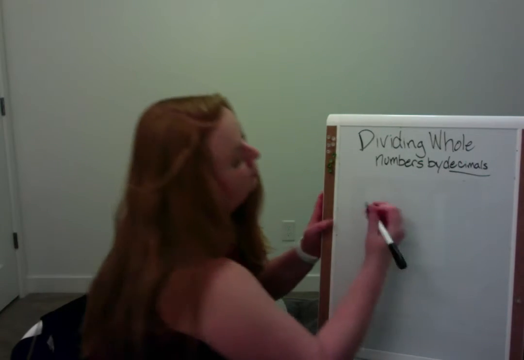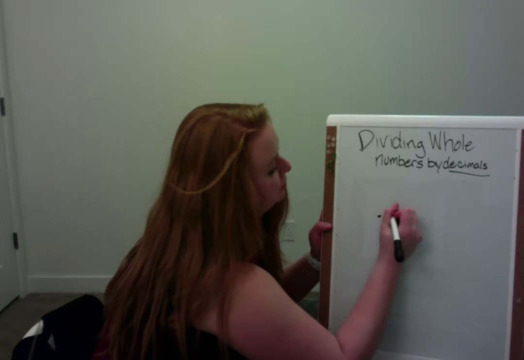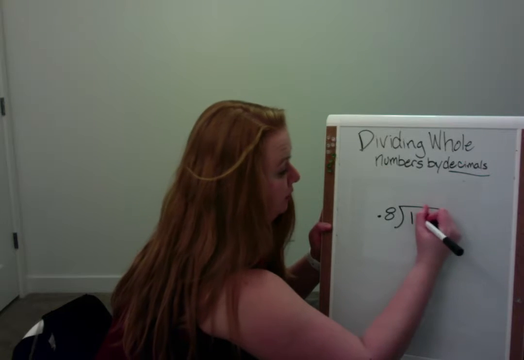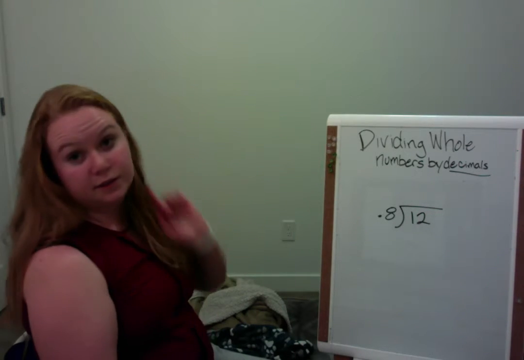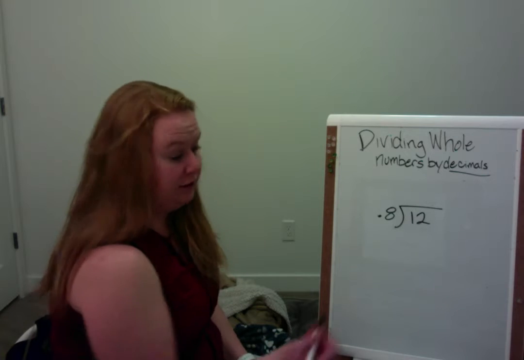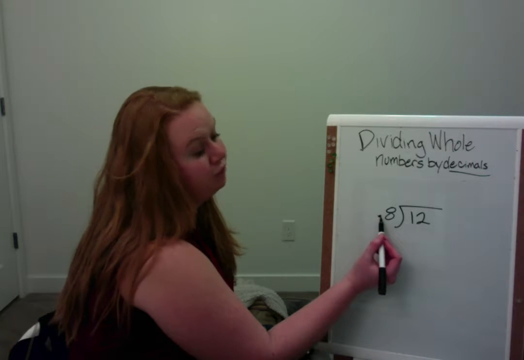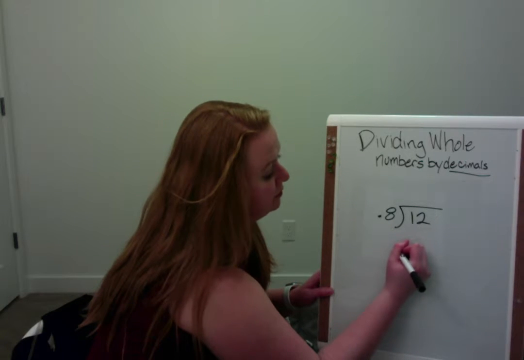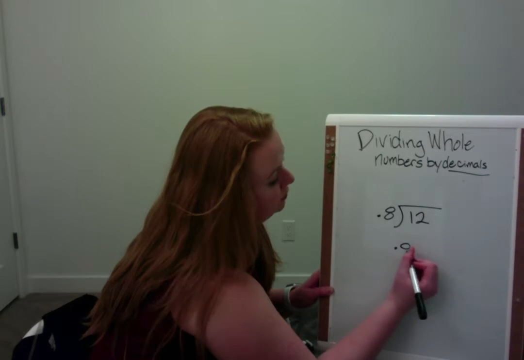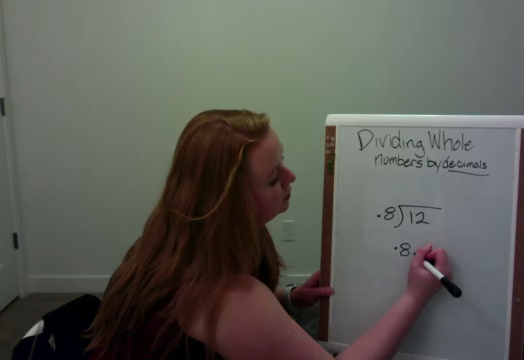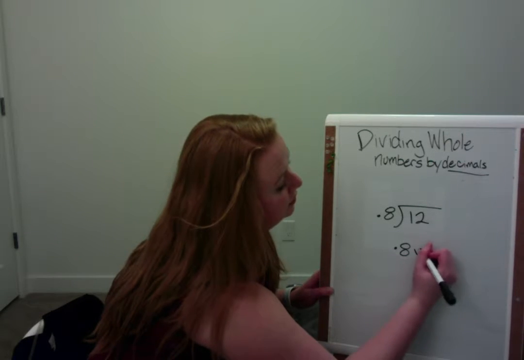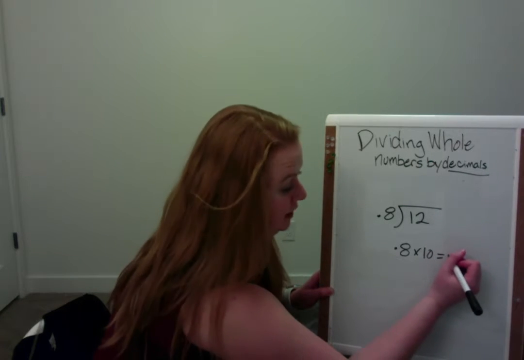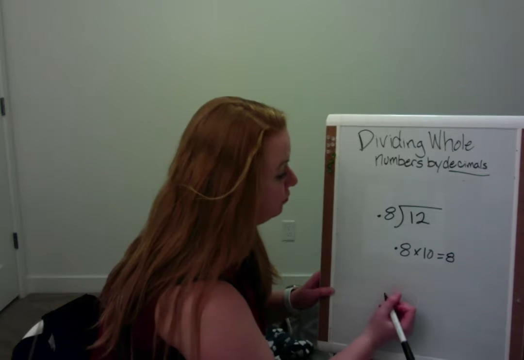Let's take a look at 12 divided by 0.8, I'm sorry. So, we know the drill by now. First thing we need to do is make this a whole number. So my easiest way of doing it is timesing it by a multiple of 10. So 0.8 times 10 equals 8.